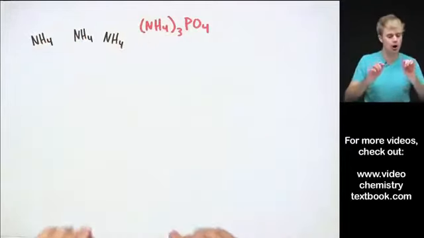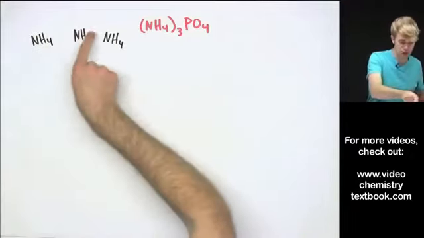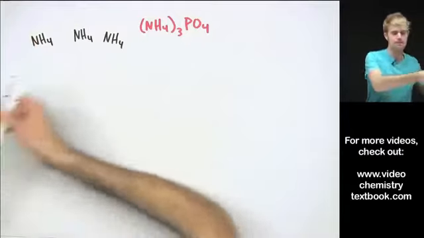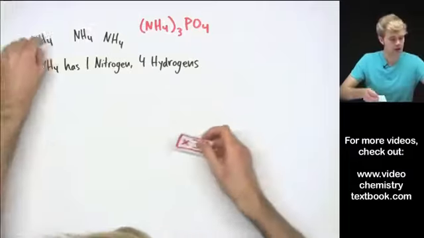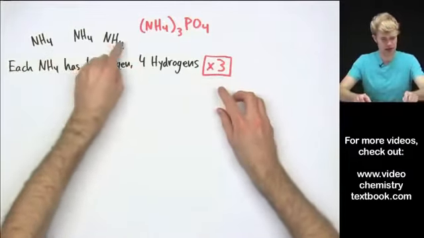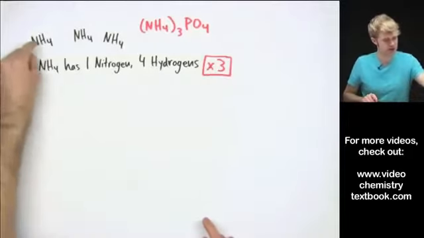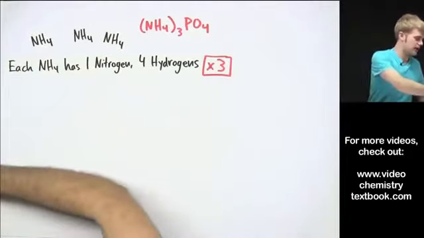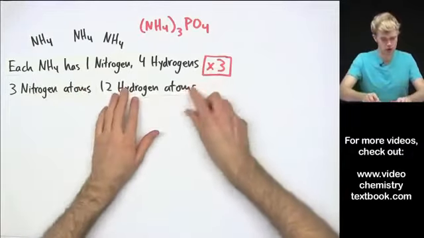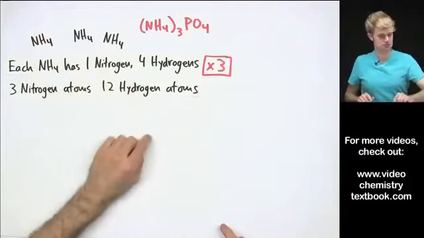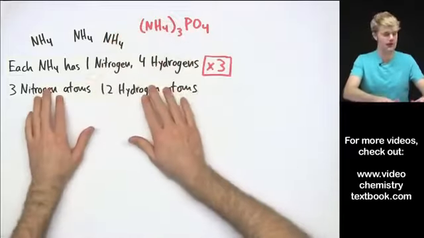Now, how many total nitrogens and hydrogens do we have? Well, each NH4 has 1 nitrogen and 4 hydrogens, okay? But we have 3 of these NH4s. That's what this 3 is telling us here. So that means that total, since we have 3 of these, we have in total 3 nitrogen atoms and 12 hydrogen atoms. Okay? So that's what we get from this part, because we have 3 of the NH4s.